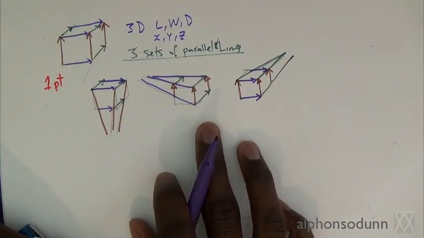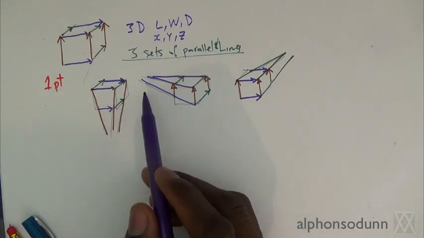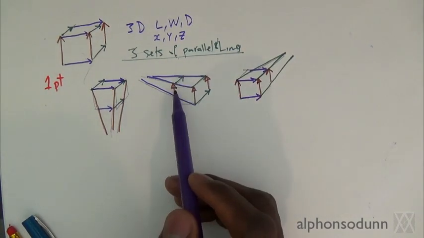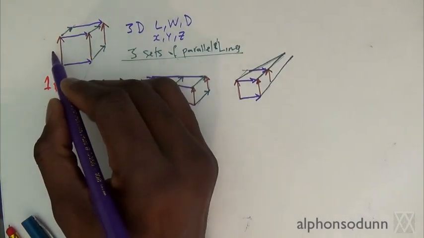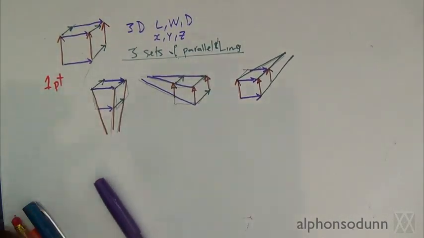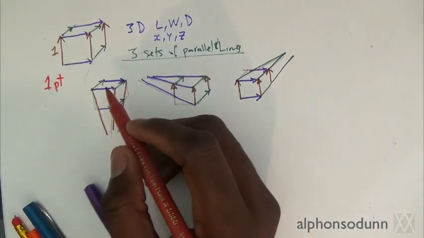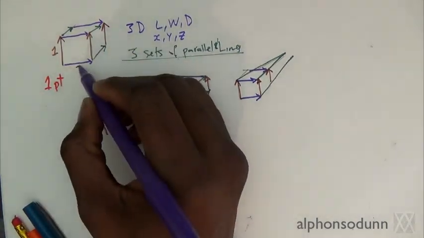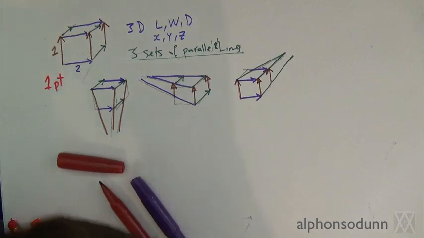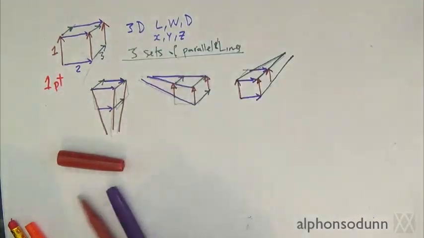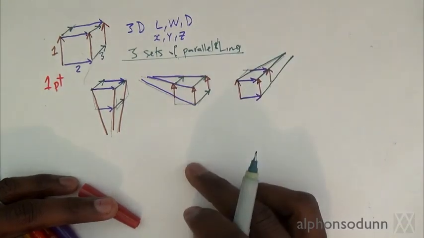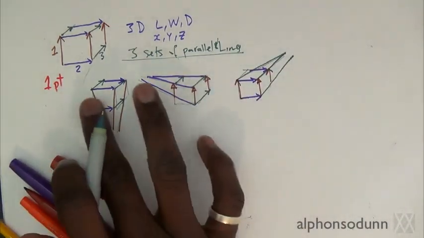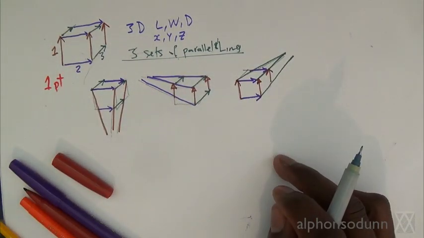So see, that's one-point perspective. So pretty much what I did is I individually converged one of the three sets of parallel lines. See, this is one set of parallel lines, two sets of parallel lines, three sets of parallel lines. And once only one is being converged to a vanishing point, then we always have one-point perspective.